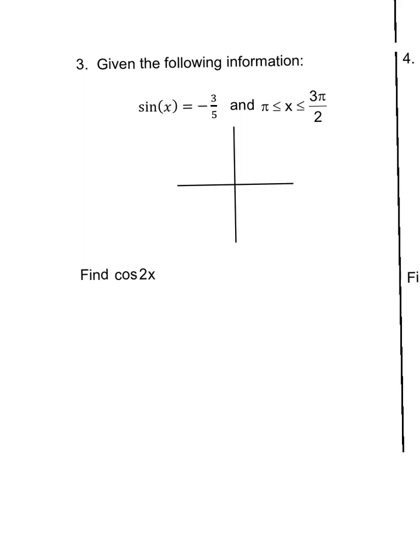So this question is asking us to find cosine of 2x, and the information that we've been given is sine. So I'm going to go ahead and draw my boundaries based off of what the problem gave me. So I've got pi, which is here, and then I've got 3 pi over 2, which is down here. And if you want to draw the triangle, you're going to connect these two, okay?